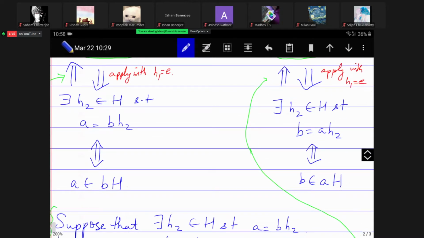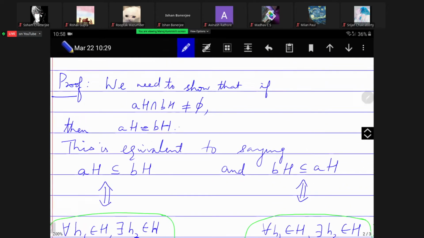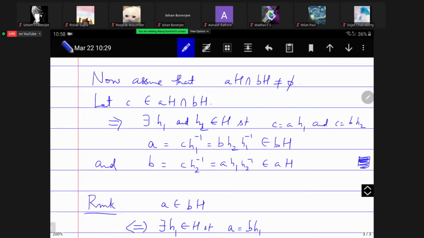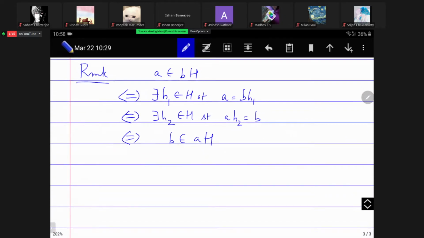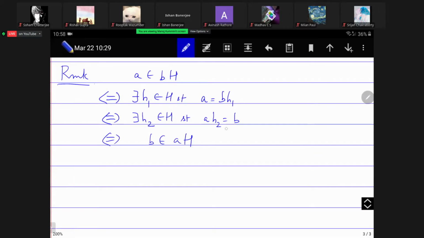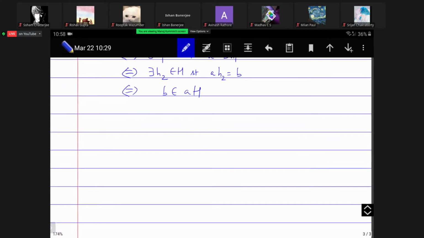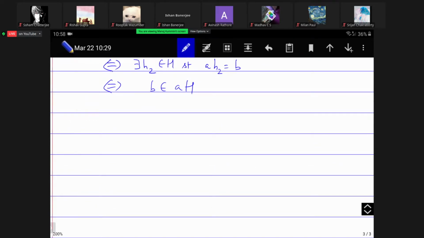But then one still has to make this argument, you have to say something to show that this AH is inside BH. That argument will also imply that BH is inside AH. So this is about cosets. We now use this proposition.